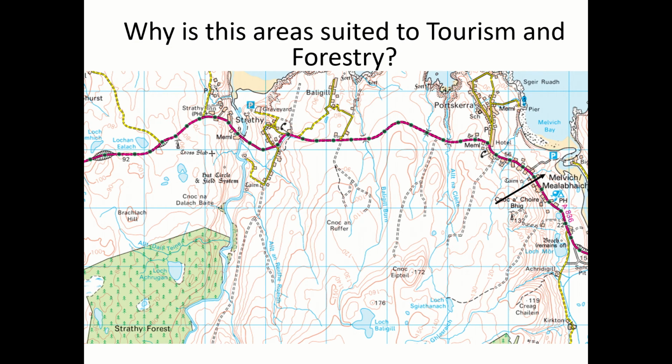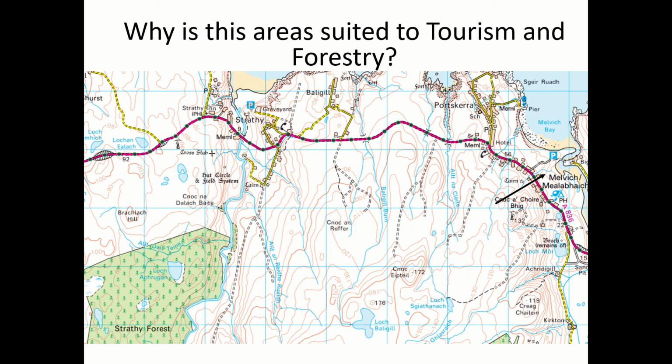So let's look at some real life examples. You might be asked, why is this area suited to tourism and to forestry? So let's say we've chosen tourism and forestry. Why is this area suited to it? Well, you can pause the video now and try and figure some things out for yourself. For example, can you spot some high up, steep land? Use the contours and the contour values to determine that. An area that's accessible by a road or a track.